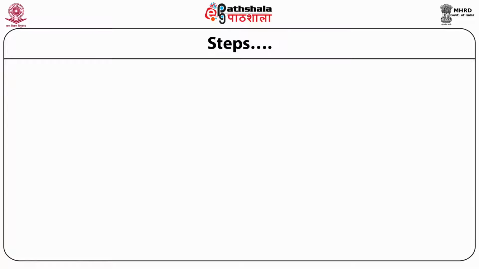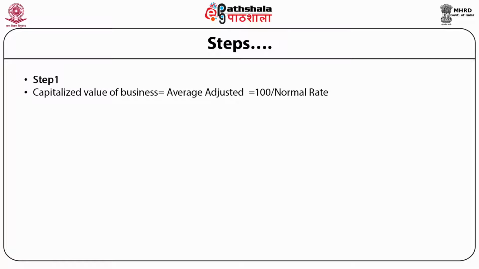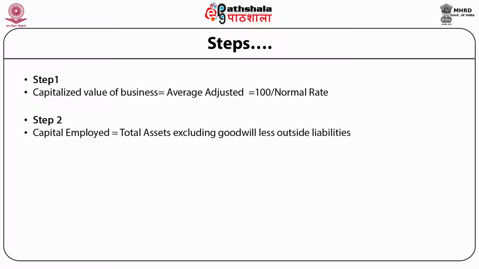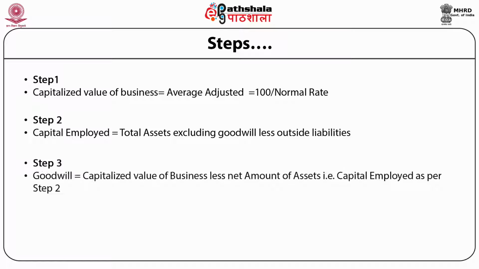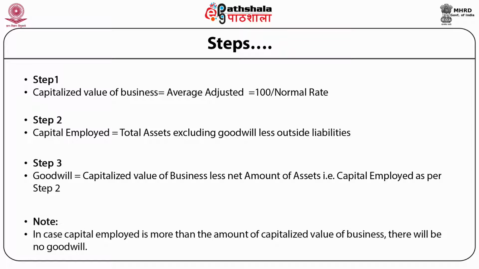Steps for calculating goodwill under capitalization method are given here. In first step, capitalized value of business, average adjusted profit multiplied by 100 divided by normal rate. In second step, capital employed, that is total assets excluding goodwill and less outside liabilities is calculated. In third step, capitalized value of business less net amount of assets, that is capital employed, as per second step, and with the help of this goodwill is calculated. It is important to note that in case capital employed is more than the amount of capitalized value of business, there will be no goodwill.